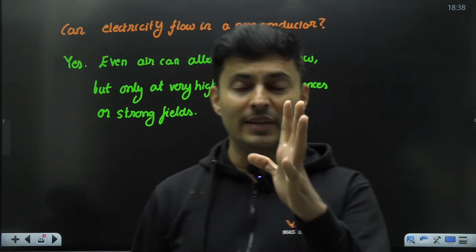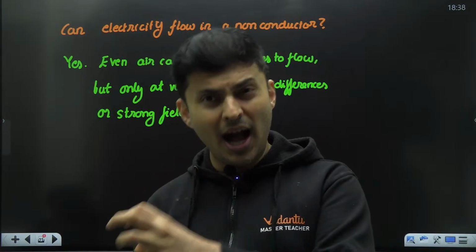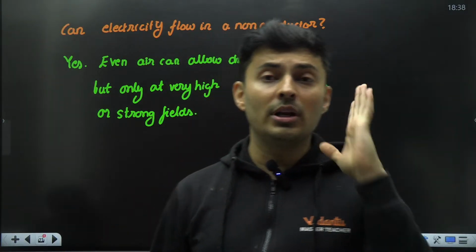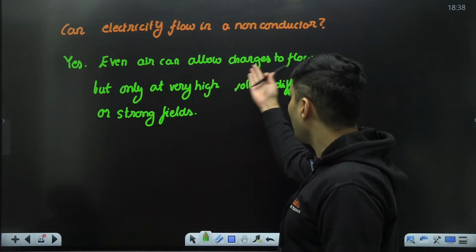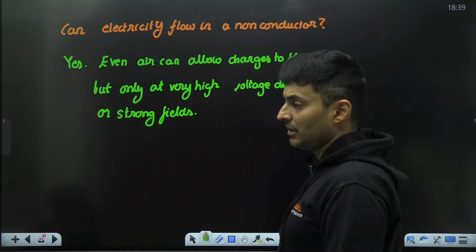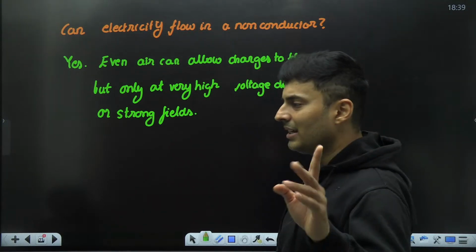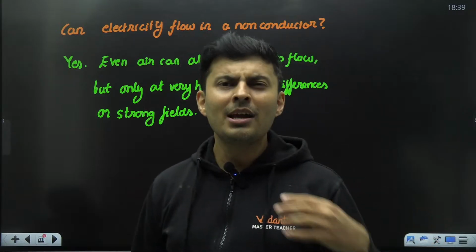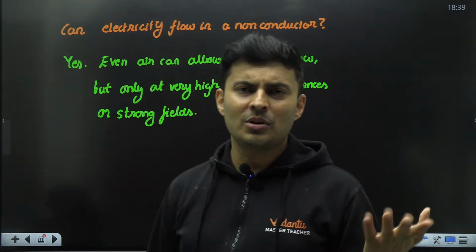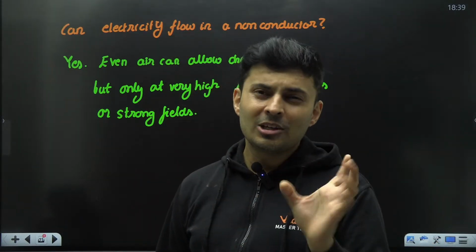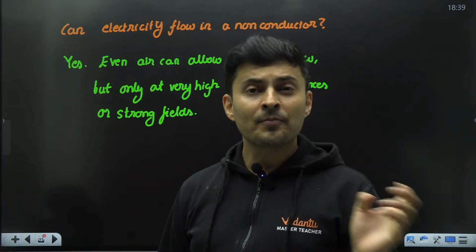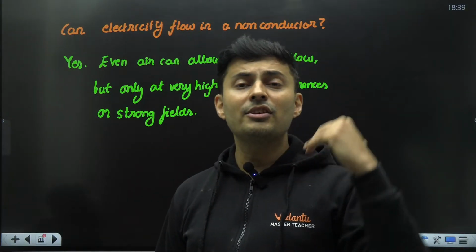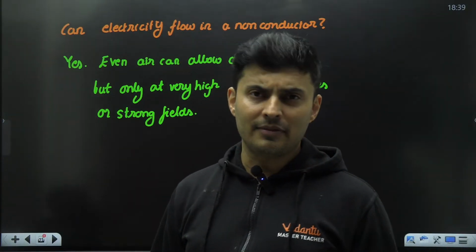For very strong fields, the force becomes so high that even the air molecules can become conducting. Vacuum can never become a conducting material because vacuum has no electrons to spare, but air, hydrogen, nitrogen, oxygen, they have electrons. Those electrons don't come out so easily, so you need a very strong voltage or electric field.